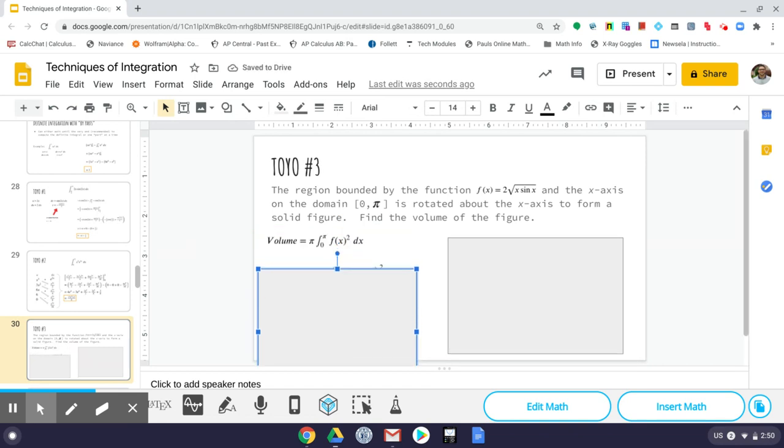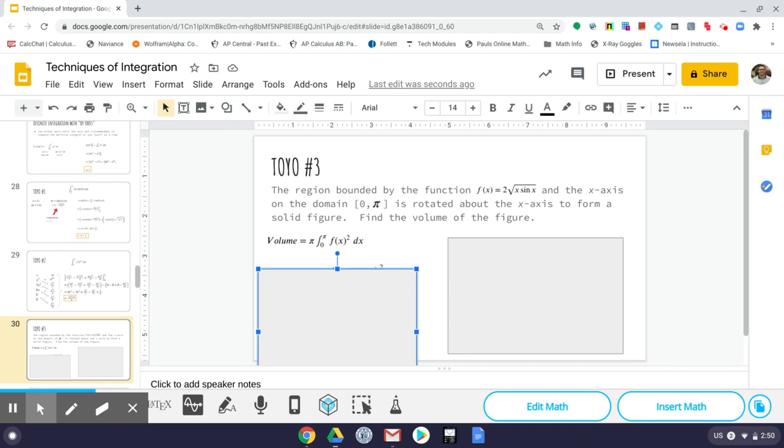So very first thing I need to start with, and hopefully you know this, right? The volume, this is a disk method problem, is going to be equal to pi from the domain of 0 to pi of f of x squared, right? That's your pi r squared. That's finding the areas of your small circles multiplied by dx, which gives those circles a little tiny bit of width, or depth rather, and that's what makes it a solid figure.